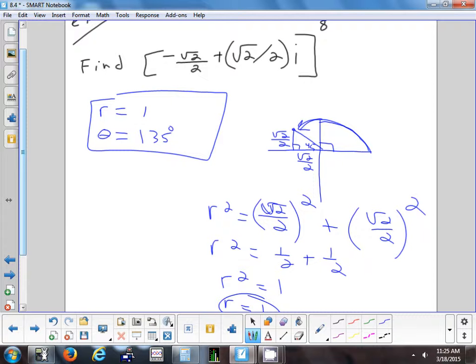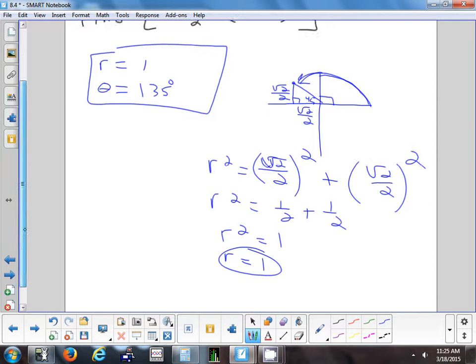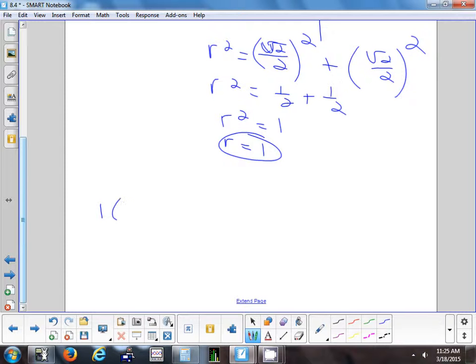Okay, in my head, if I know I got a 45-degree angle in quadrant 2, it's faster for me to think of 90 plus 45. If that's confusing, then go back to using inverse tangent of y over x. Just make sure you add 180 because you're in quadrant 2. Okay, so now we got our angle. Let's write it out. 1 cosine 135 and raise it to the 8th power.